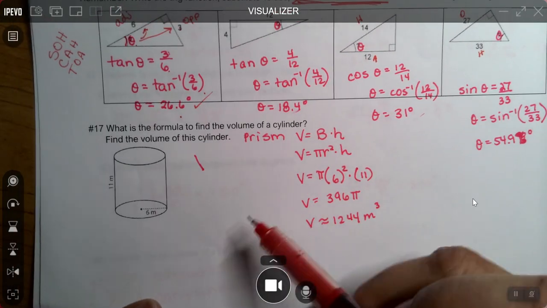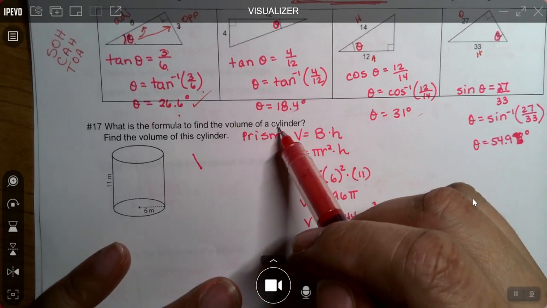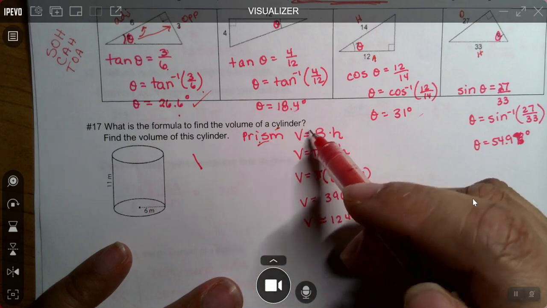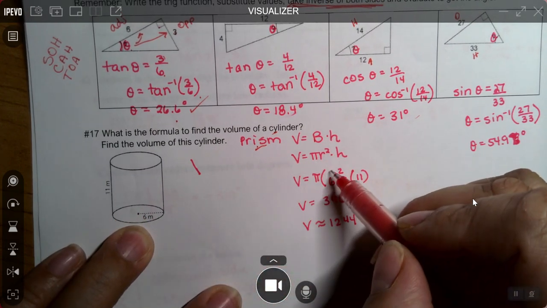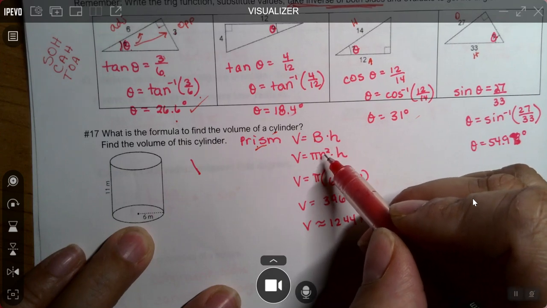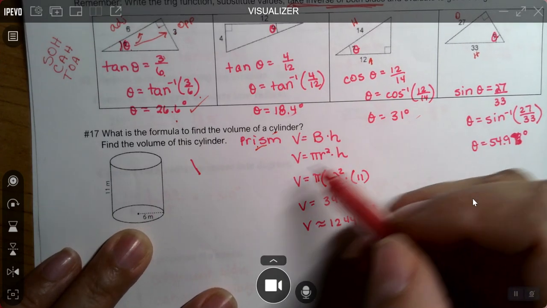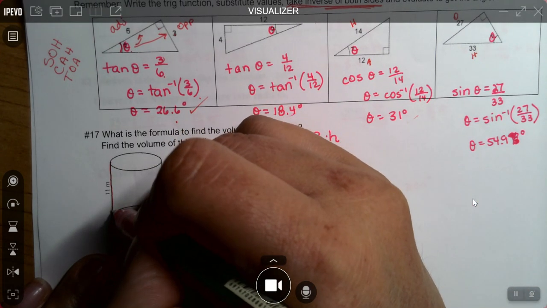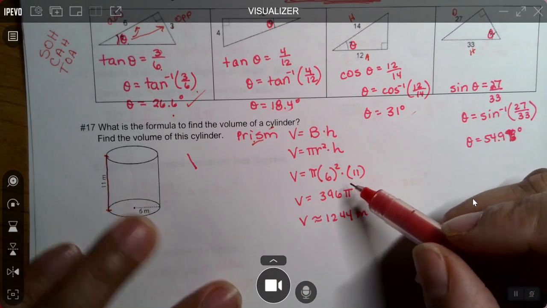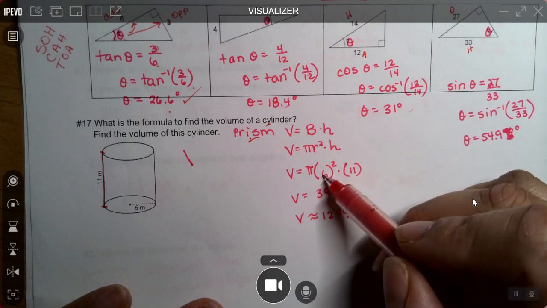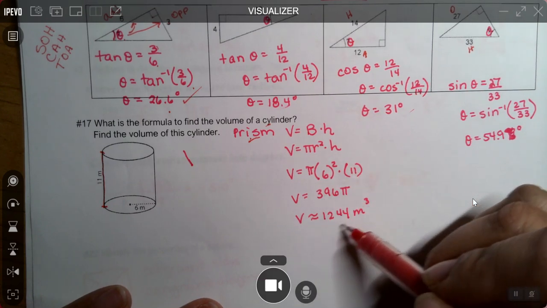Okay. How do we find the volume of a cylinder? A cylinder is a prism. So it's the area of the base times the height. The base is a circle. So the area is pi r squared, and h is the height of the cylinder. And the radius is 6, so pi times 6 squared times 11.